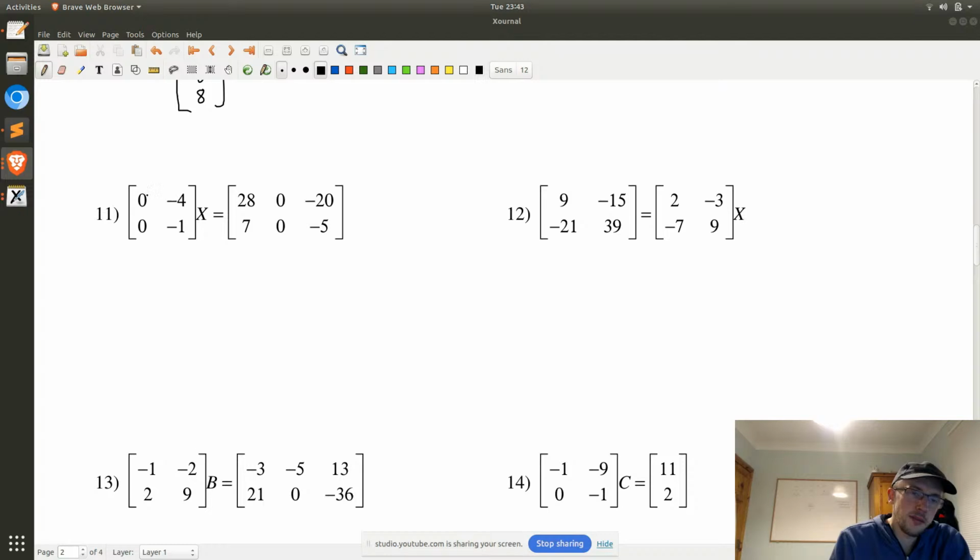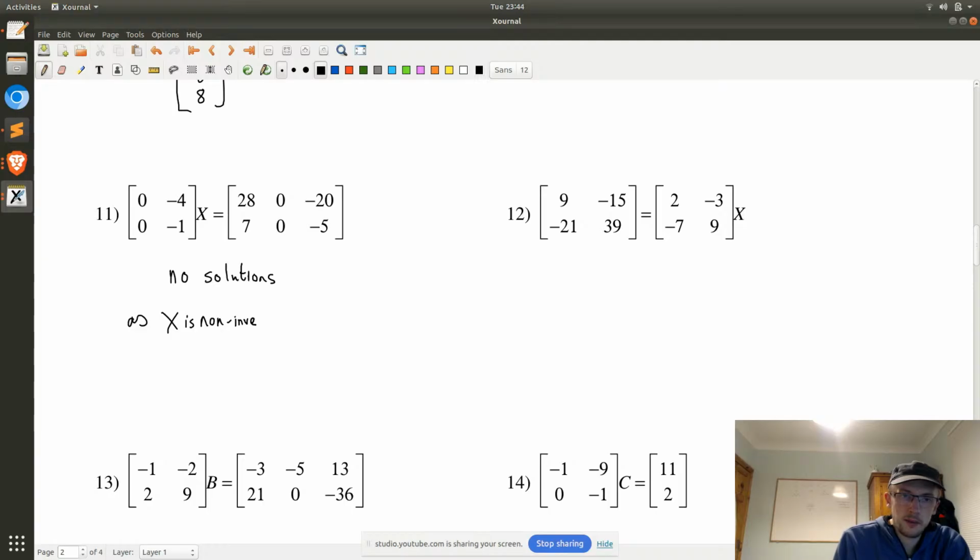The determinant of this, because one of the left columns is just a bunch of zeros, it will be 0. And therefore, this has no inverse. And therefore, there are no solutions, as matrix X is non-invertible. Okay.